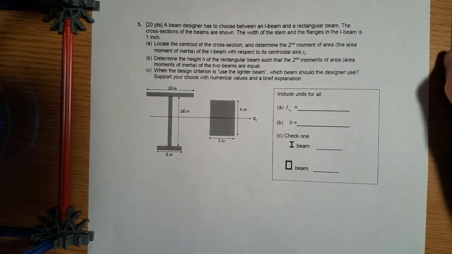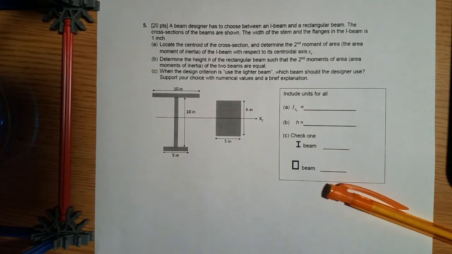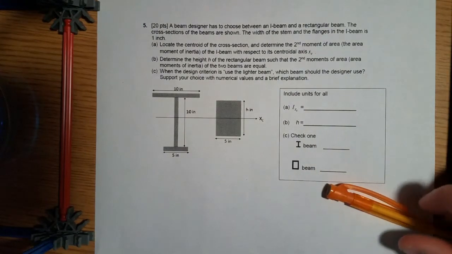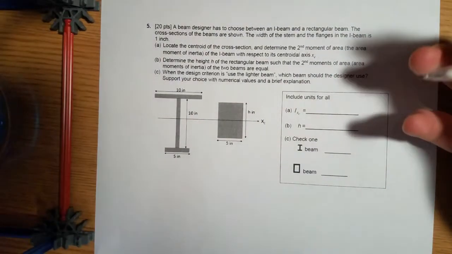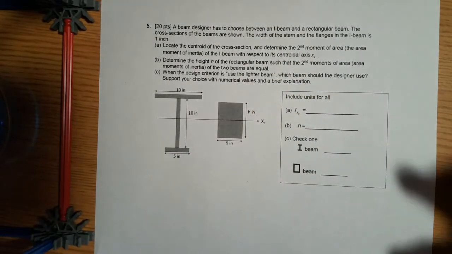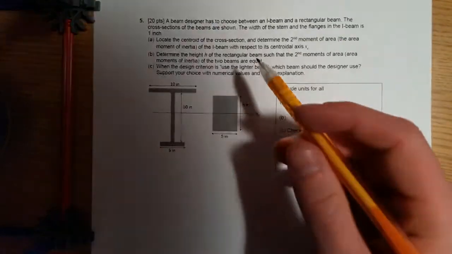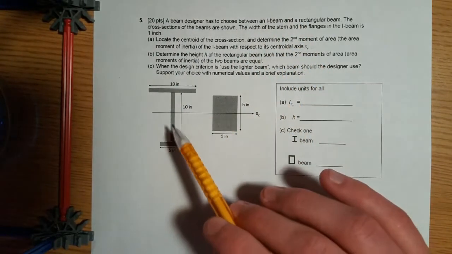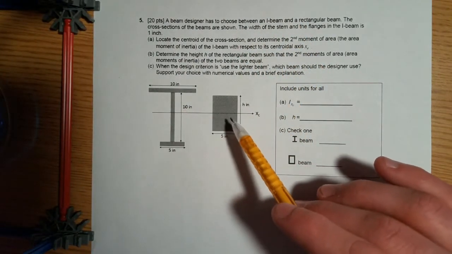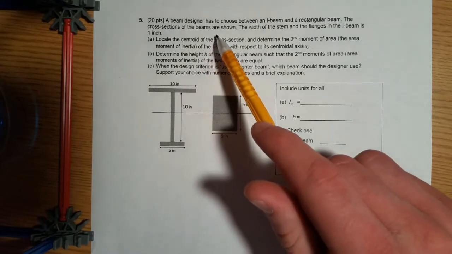We're getting started in another video, another statics problem I have for you here. This one is about centroids and moment of inertia, area moment of inertia. So let's get started. A beam designer has to choose between an I-beam here and a rectangular beam here. The cross sections of the beams are shown.